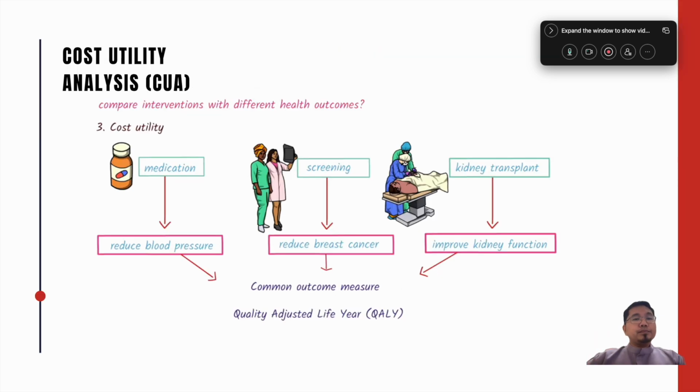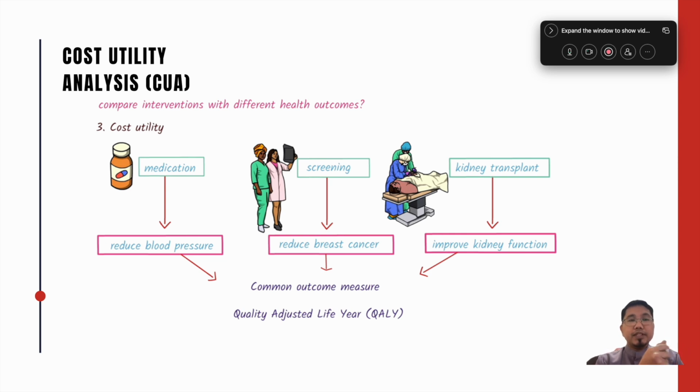Okay, then I already discussed with you the cost effectiveness, the three key points: the cost analysis, the health outcome, and also the ICER. But I just want to introduce you to the utility, because utility is an extension to the cost effectiveness analysis.